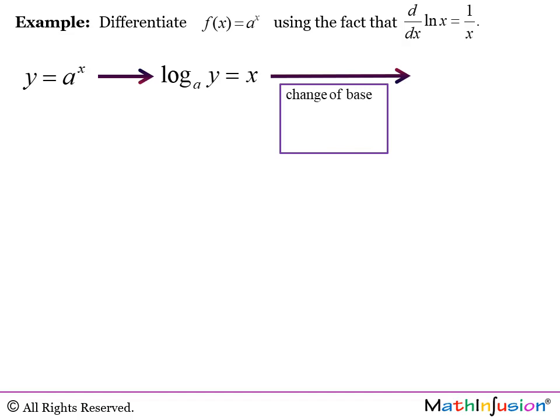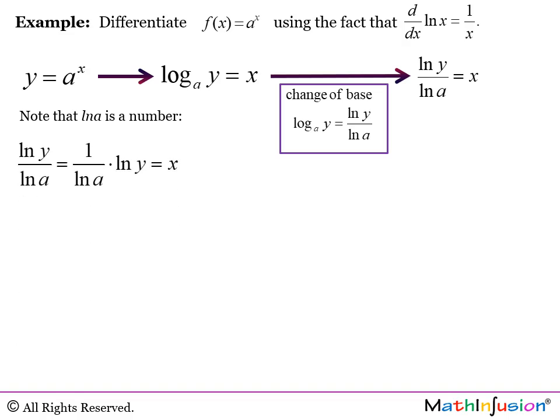Now I'm going to use change of base. If you recall, log base a of y can also be written as ln y over ln a. And I get ln y over ln a equals x. Please be careful, ln a is a number, just a constant. That's why I can distribute that and get 1 over ln a, which is just a constant, times ln y equals x.